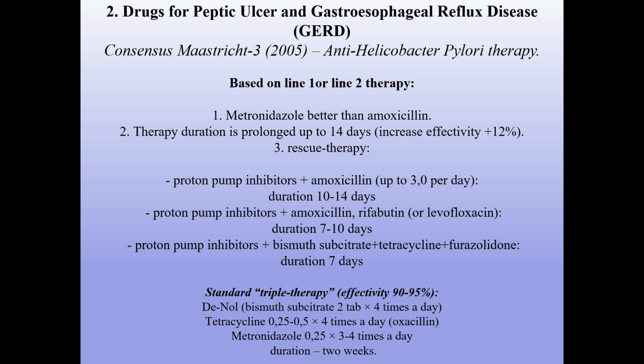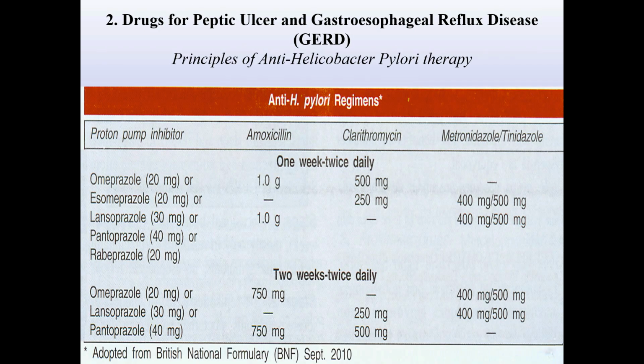Denol, bismuth subcitrate, 2 tablets 4 times a day. Tetracycline 0.25 to 0.5, 4 times a day, or oxacillin. Metronidazole 0.25, 3-4 times a day. Duration 2 weeks. And here you can see the principles of anti-Helicobacter pylori therapy in table form.